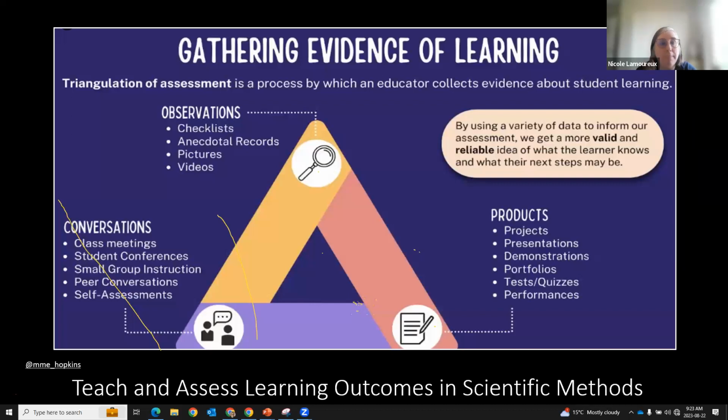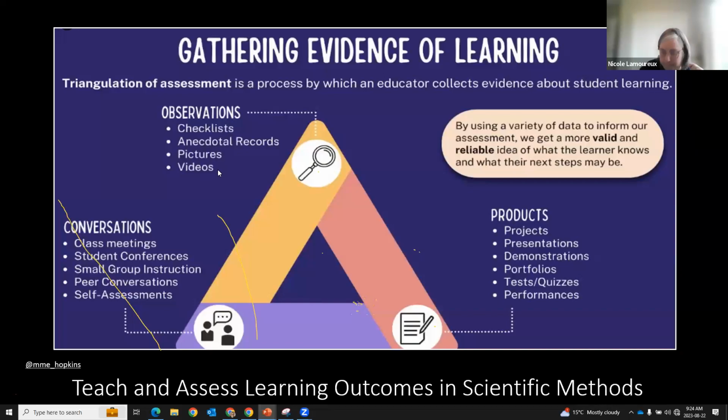So observing the students. You may need your own checklist, or anecdotal records, or you might video them. Students having conversations is really important. They should be talking in all subject areas, not just science, to make meaning, to try and build understanding. So, what do you want to hear from students? When you're observing, what do you want to see from students? What do you want to hear students say? The product is, or could be, projects, presentations, okay?